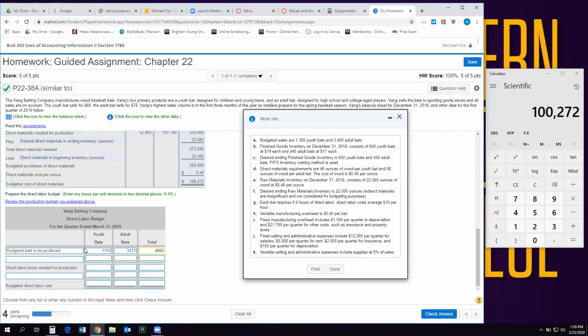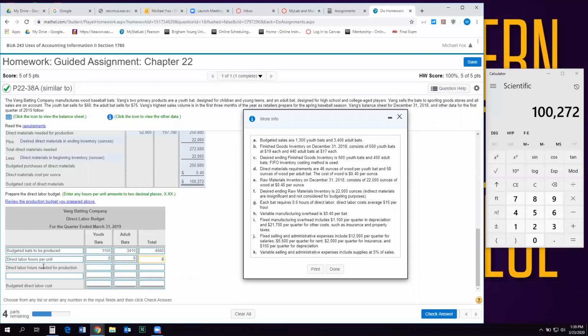And then now that we know how many bats we're going to produce, we want to say, well, how much direct labor goes into each bat? So our direct labor hours per unit is going to be told somewhere in here. Each bat requires 0.6 hours of direct labor. So we'll say 0.6. Apparently that's the same whether it's a youth bat or an adult bat. So for our total here, we don't add it up. It's just 60 cents or 0.6 hours.